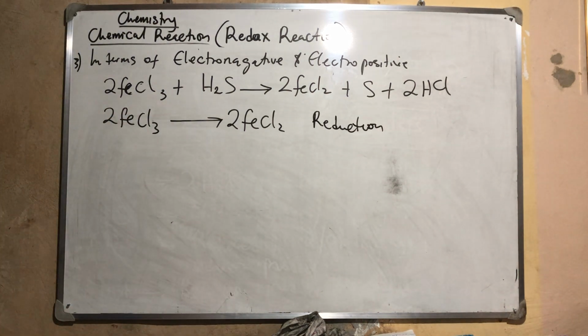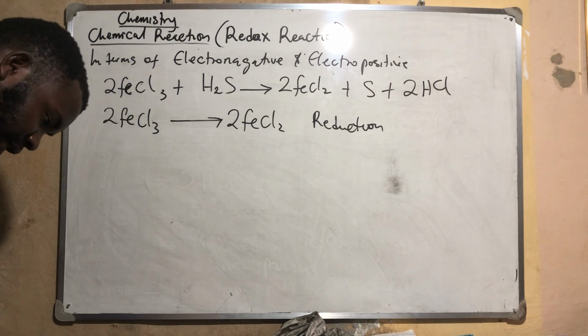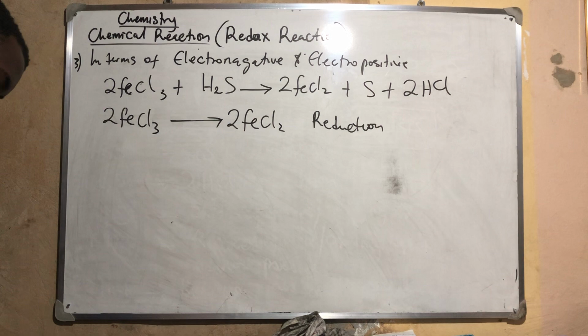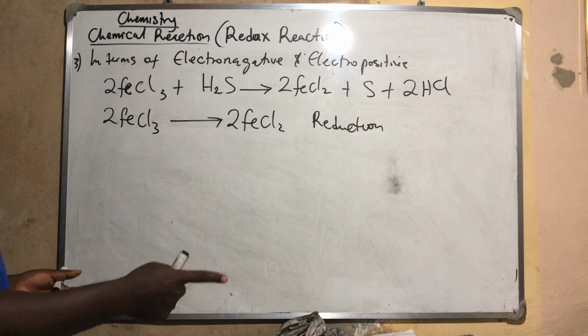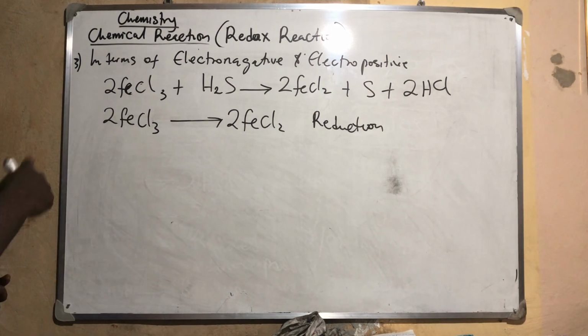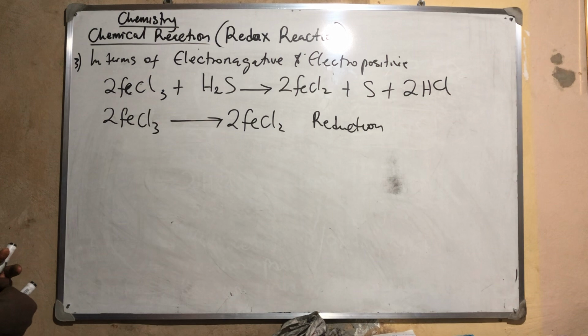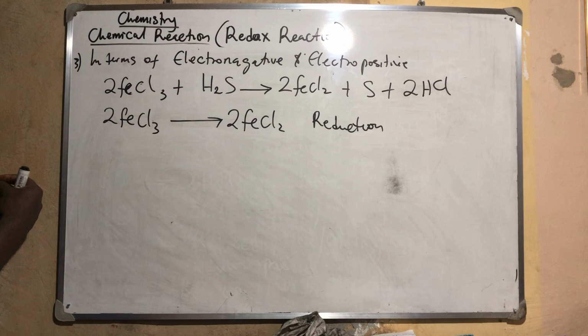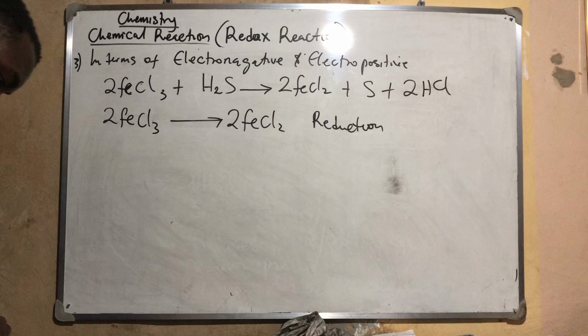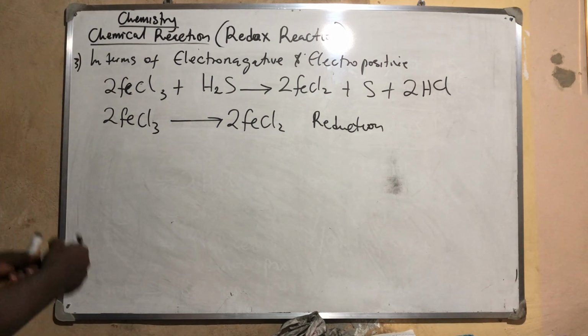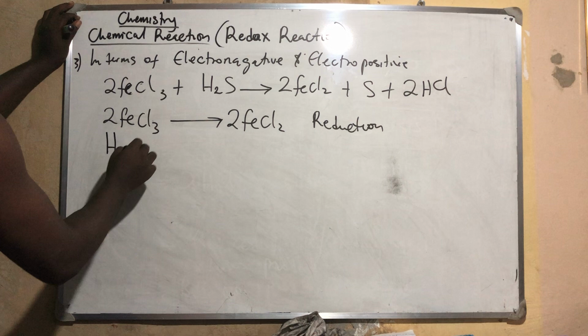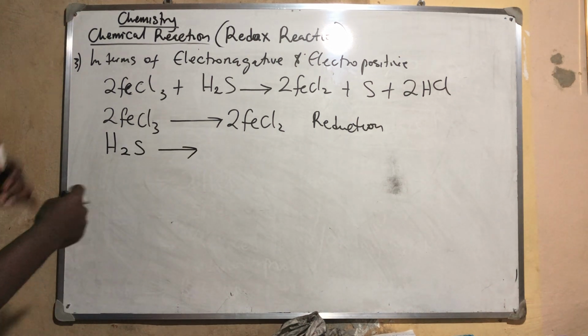Okay, don't forget that reduction is the removal of electronegative element and the addition of electropositive element, while oxidation is the removal of electropositive element and the addition of electronegative element. All right. So we have that this one, H2S, to give us where is the H there?